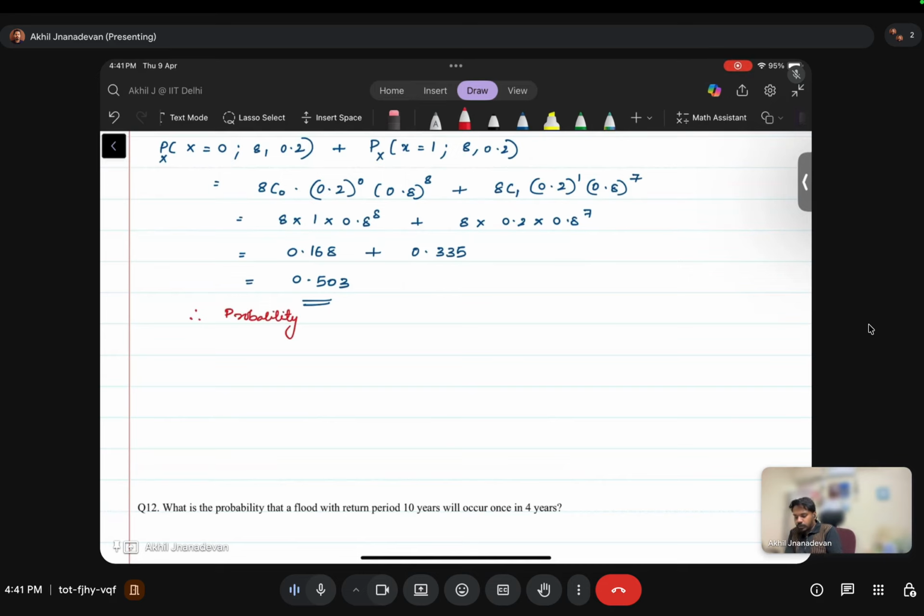So no loss probability is this much. The probability of loss will be 1 minus P, that is equal to 1 minus 0.503, right? So that will be around 0.497. Okay, just a minute.